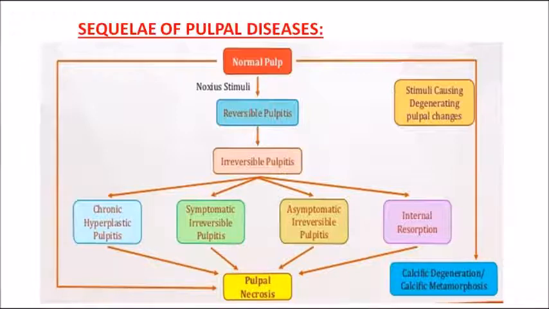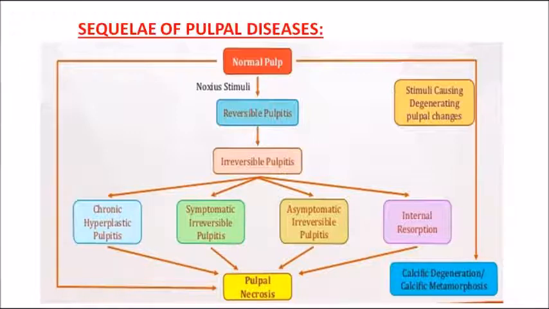On the left side you can say it is going into pulpal necrosis, as well as on the right side you can see it is going in for the calcific degeneration or calcific metamorphosis. So normal pulp can have these 3 changes. From the reversible pulpitis stage, that can go into the irreversible pulpitis if it is not treated.